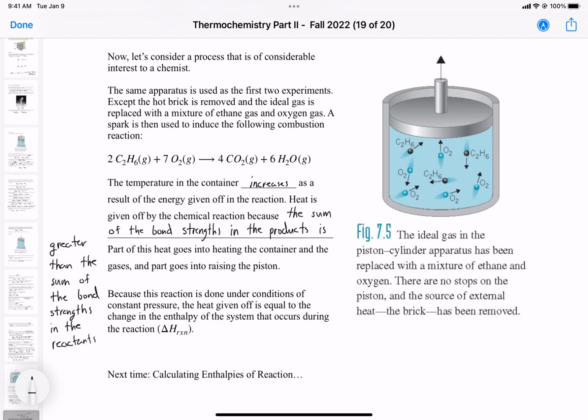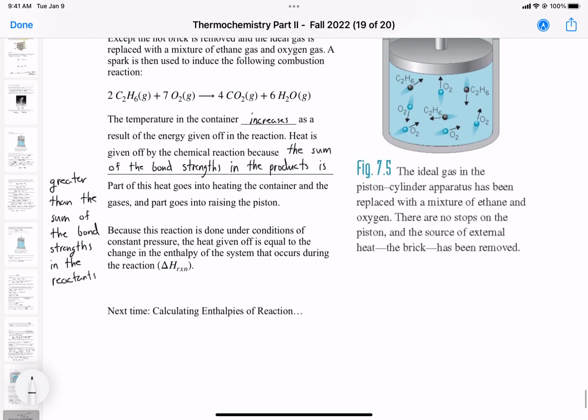Okay, so the amount of heat that gets released, part of it goes into heating the container, and then part of it goes into raising the piston or doing mechanical work. So we talked about bond strengths earlier, but we'll also see a way to calculate enthalpy based on the different bond strengths. So yeah, I may go over that in the next lecture.